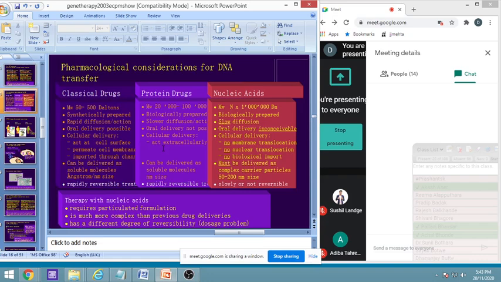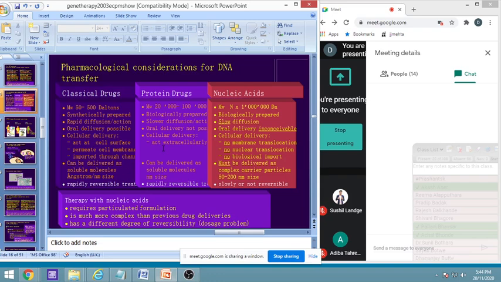If we compare with pharmacological drugs, they have a molecular weight of 50 to 100 Daltons at maximum. If these are protein drugs, the molecular weight can be around 20,000 to 1 lakh Daltons, while nucleic acids have a much higher molecular weight.